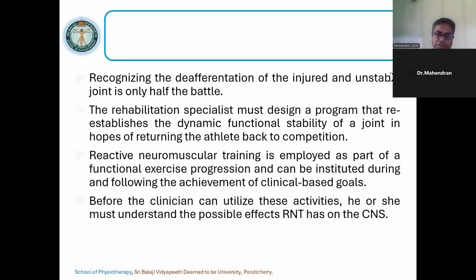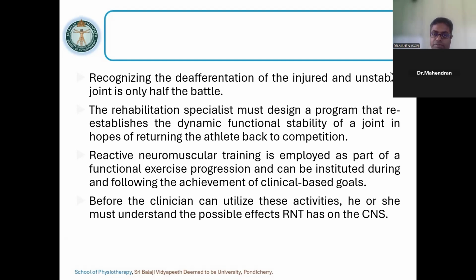Recognizing the deformation of the injured and unstable joint is only half of the battle. That is, how the injury happened and what all the consequences would be. Understanding these things is only half of the battle; the remaining part is how to rehabilitate and restore the joint to a near normal state. The rehabilitation specialist must design a program that re-establishes the dynamic stability of the joint in hopes of returning the athlete back to competition.